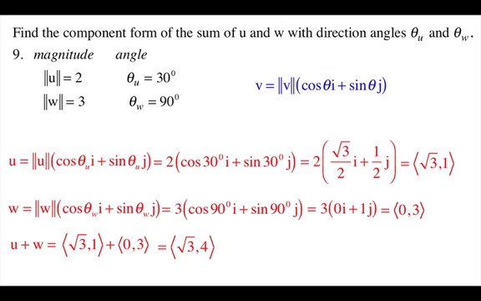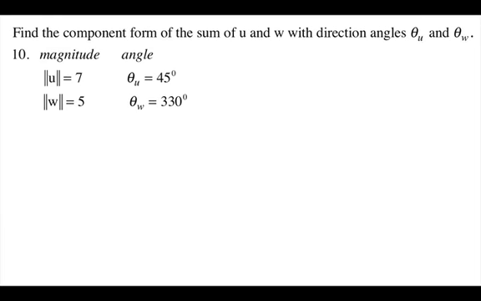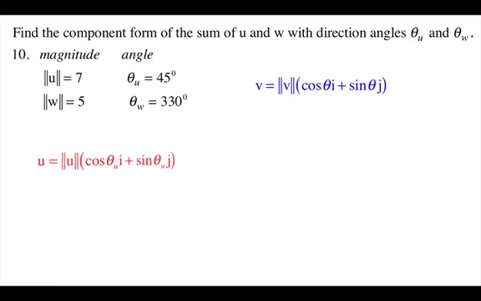Let's move on to number 10. And this will be the last problem of this video. Very similar to number 9. Same formula. Magnitude for u is 7. The angle is 45. For w it is 5, and the angle is 330. So I go ahead and compute u.